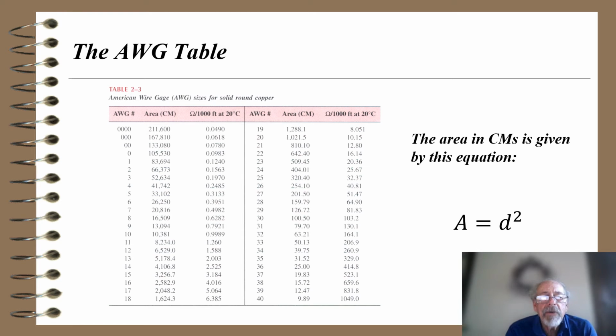You might notice that they show the wire number, the area in circular mils, and the number of ohms per 1,000 feet at 20 degrees. So size 40 wire, which is thinner than a human hair, 1,000 feet of that wire is 1,049 ohms. Whereas size 0 wire, 1,000 feet of that is about 1/10 of an ohm. Now, the two wires that are probably most commonly known are size 12 and 14 because they're used in residential wiring, which we'll get to in a couple minutes.